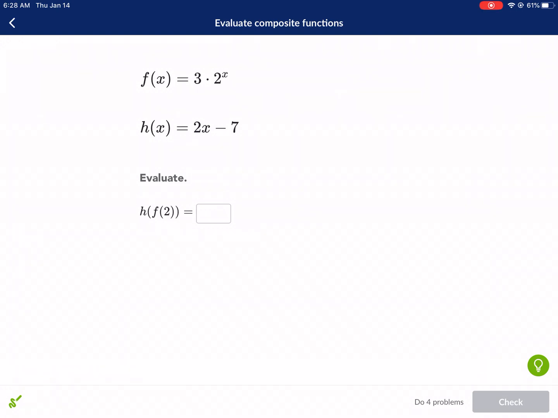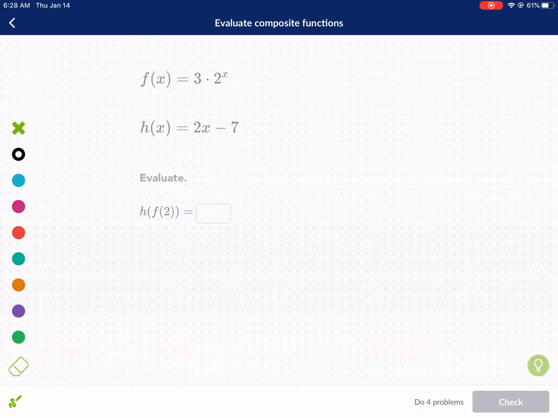We're doing a Khan Academy tutorial on our composite function series. This is evaluate composite functions. Let's get right into it. Now, composite functions are all about inner and outer functions. The inner function is always written, as you can guess, on the inside. So f of x would be the inner function here. And then we have our outer function. In this case, h of x would be our outer function.